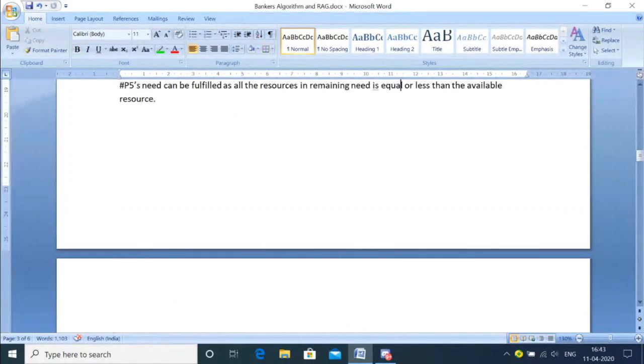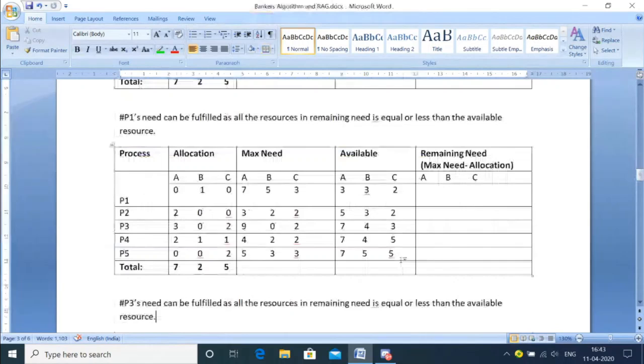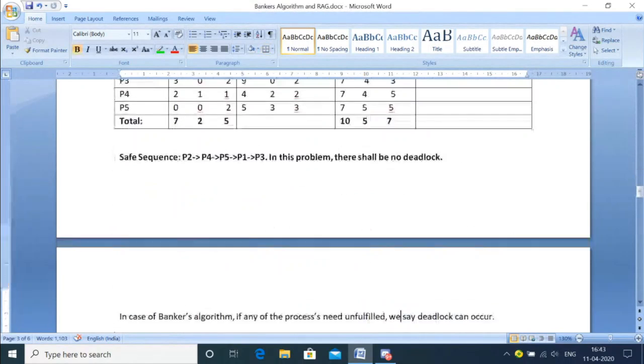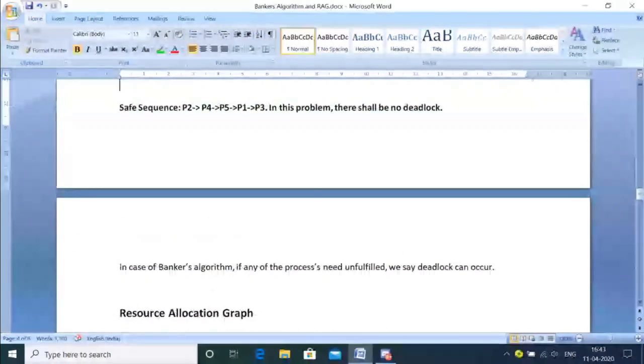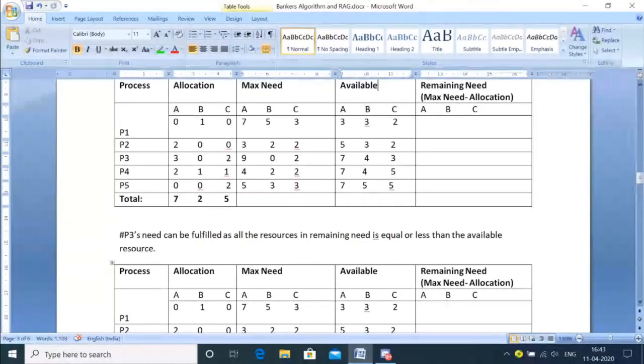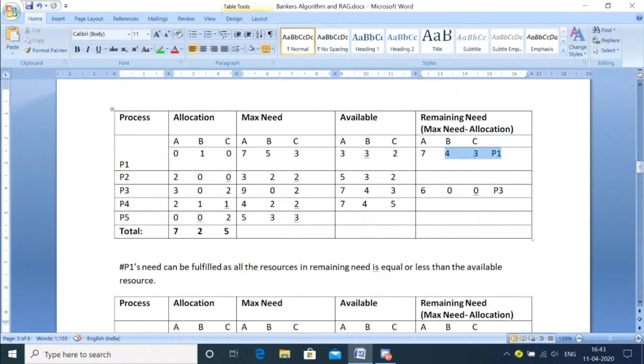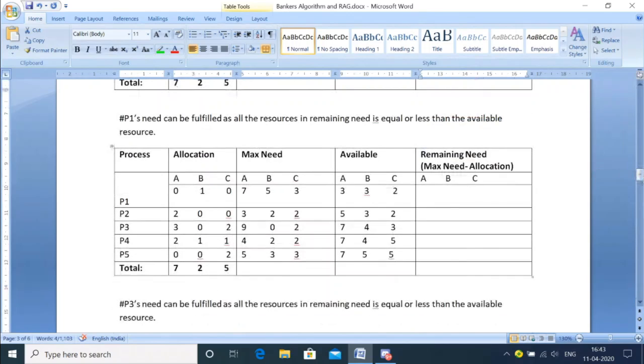And Ishita's question was how we are getting that 10 at last, no? Look here. In the second last step, I had reached till here, 7 5 5. Process P1 should have been there for understanding, I deleted it, that's why that problem occurred. Now you compare. I have seven instances of A, but process P1 needs how much? Seven. So it can fulfill.